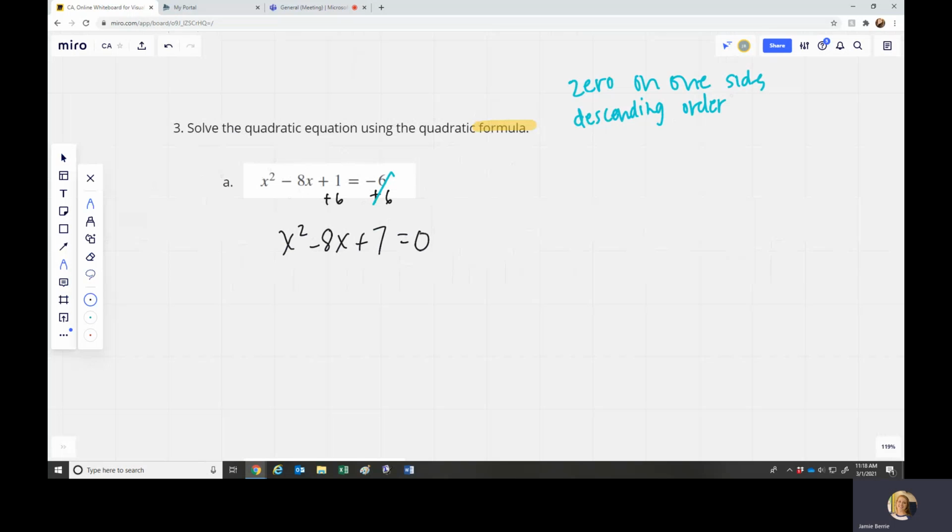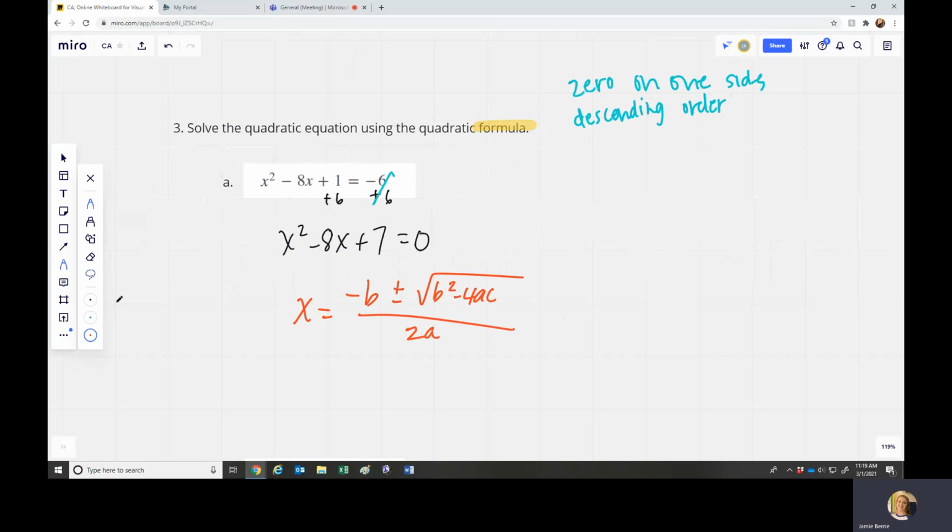Now, I think you could use factoring to solve this, and it would be easier, in my opinion. But let's look at how you could solve this using the quadratic formula. So go ahead and write it down. x is equal to negative b plus or minus the square root of b squared minus 4ac, divided by 2a.